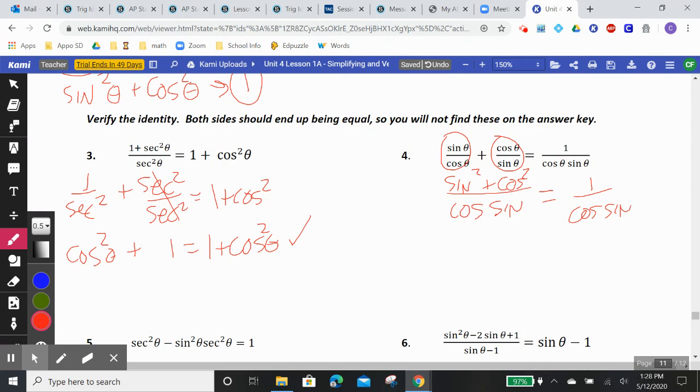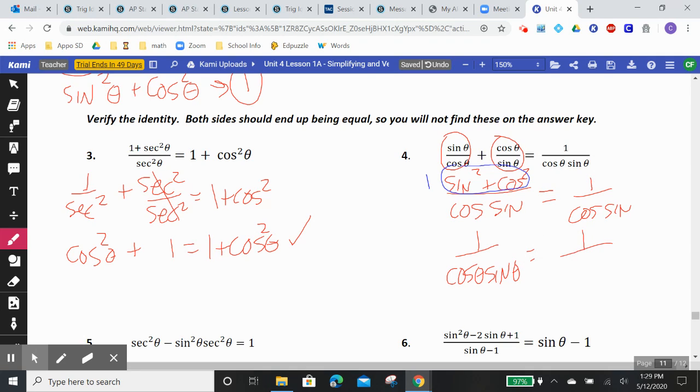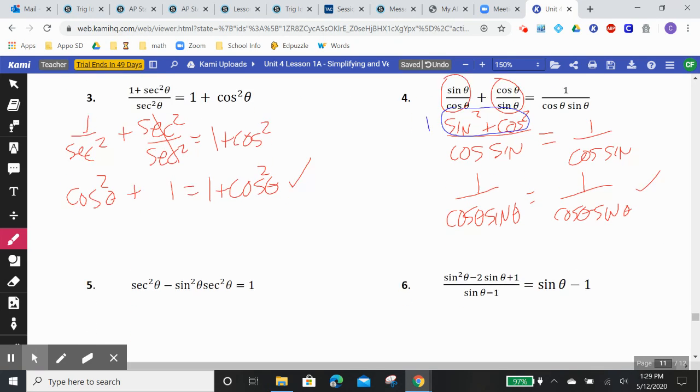Now again, here we go again. Look, there's this identity. How many times do we see this? I get 1. So don't I get 1 over cosine theta sine theta equals 1 over cosine theta sine theta. Check. There you go. 2 steps for each of those problems. Not too bad.